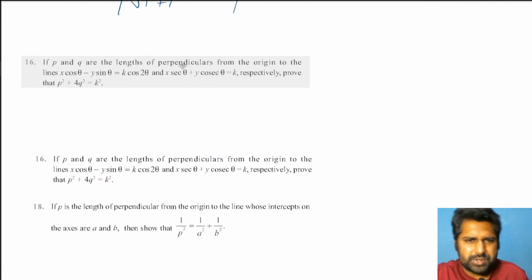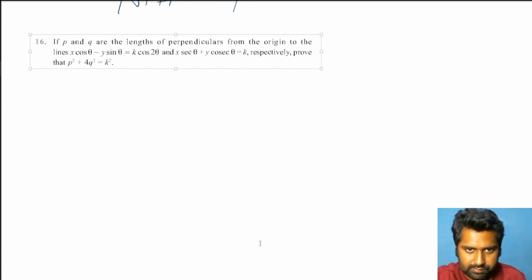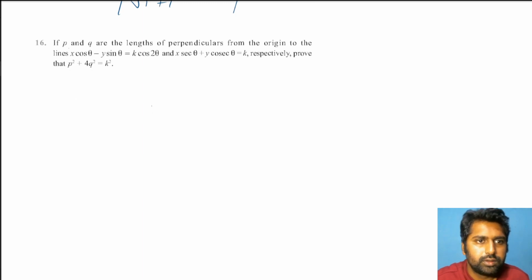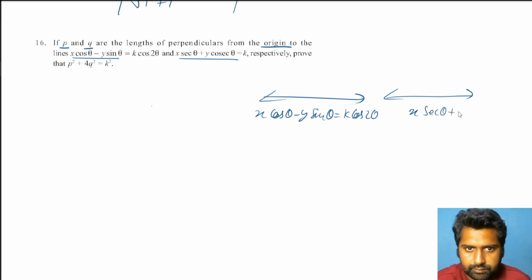All right, last two questions. P and Q are lengths of perpendicular from origin to this line and this line. Means there are two lines. Okay. I'm drawing them separately so you don't get confused at all. One line is x cos theta, trigo is there. Okay. y sin theta is equal to k cos 2 theta. Another line is x sec theta plus y cosec theta is equal to k.